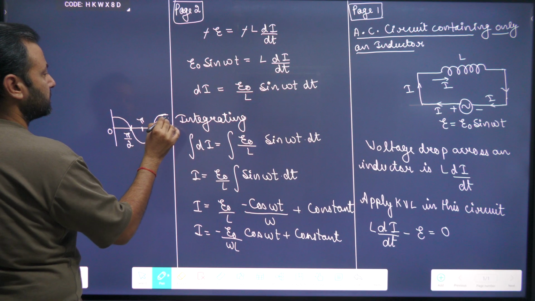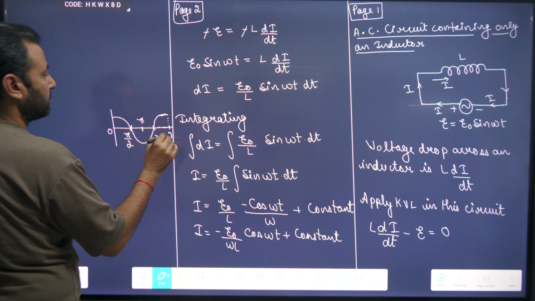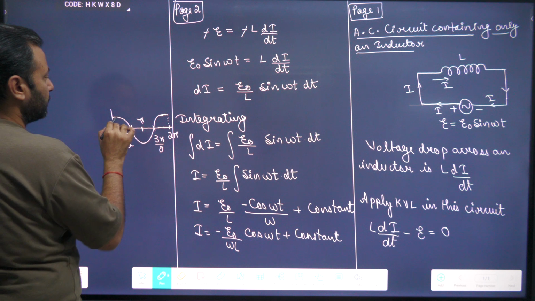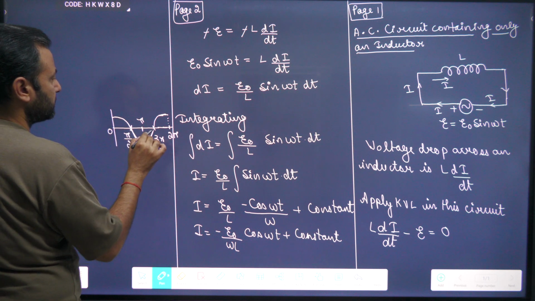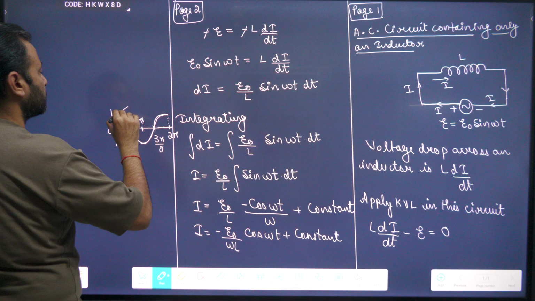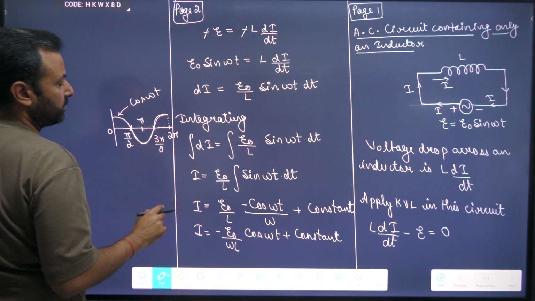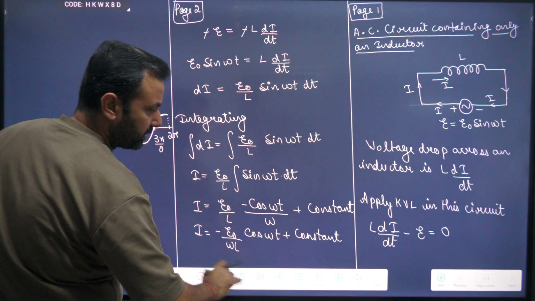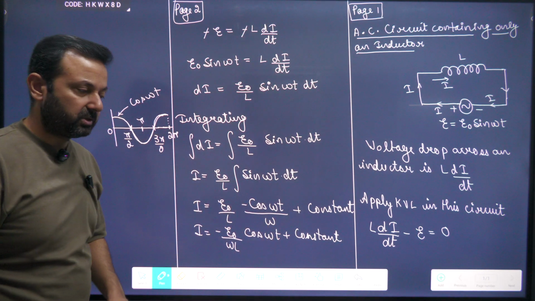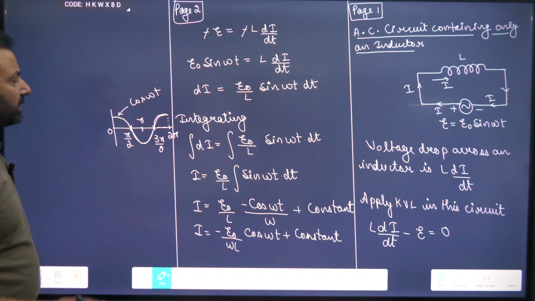And this one is 2 pi. So we can see that the average value of cos omega t over a complete cycle of 2 pi is 0. So the average value of cos omega t is 0. Why is it 0?